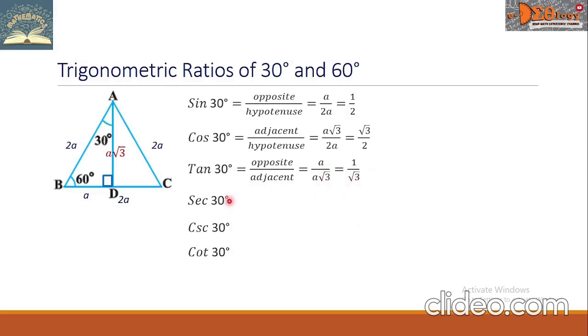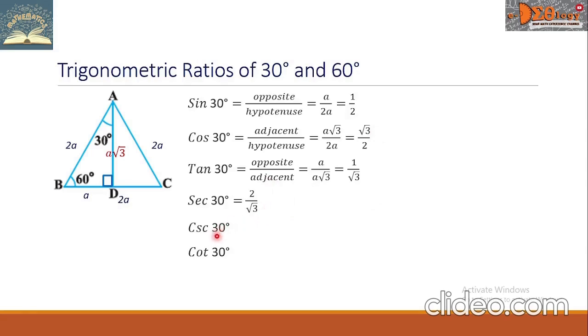Now let's go to secant 30 degrees. We know that secant is the reciprocal of cosine. Cosine 30 degrees is this value, square root of 3 over 2. Therefore, for secant 30 degrees, we take the reciprocal, and that is 2 over square root of 3.